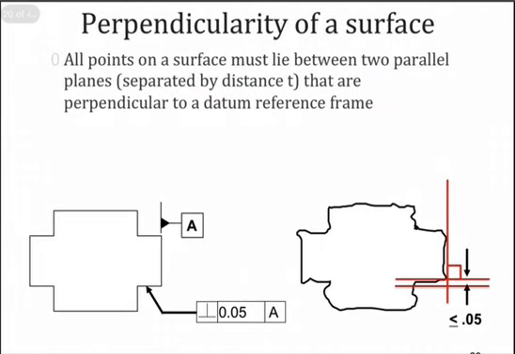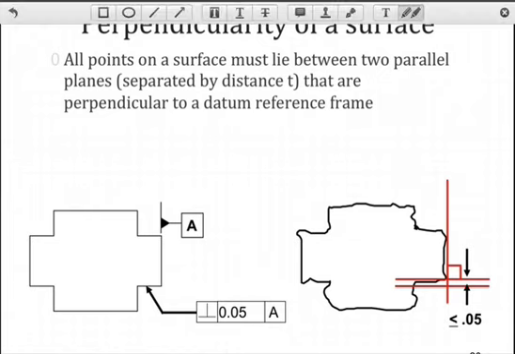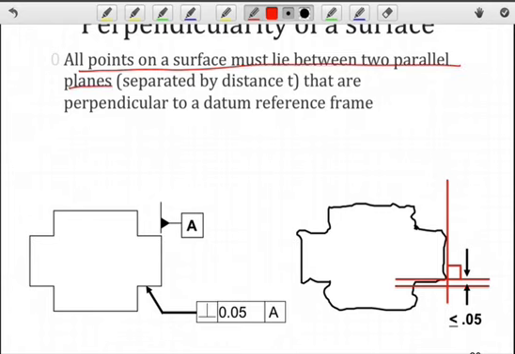Well, if we look at the perpendicularity of a surface, and for right now it'll be a planar surface, all points have to lie between those two parallel planes, again, separated by a distance t. You already know how to determine t. In this case, it's a static tolerance, and we see that every point has to be between those two planes. Now, note what we said before, the location of the tolerance zone does not matter. So I could shift, and again, we're looking from the top here, so I've got two parallel planes.